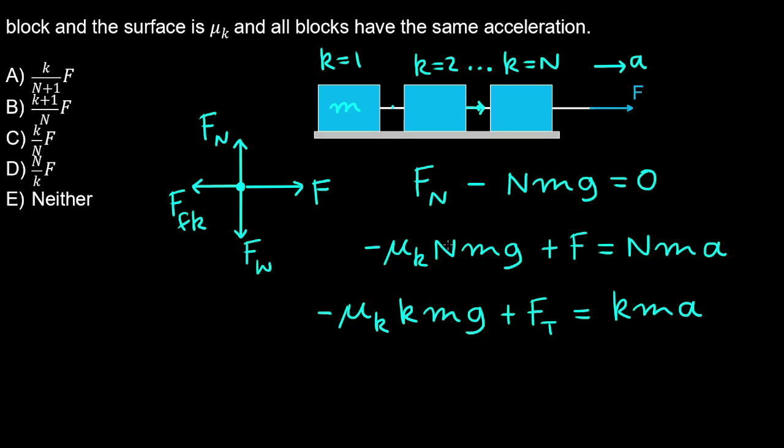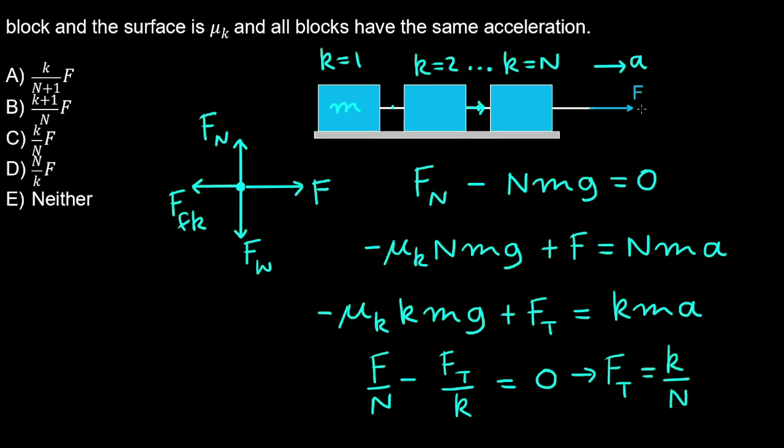And if we divide equation 1 by n and equation 2 by k and subtract the two equations, the friction terms cancel and we'd have F on n minus Ft on k is equal to 0. So therefore, the tension force acting to the right of block K is K on n by the applied force F. So the correct answer is C.